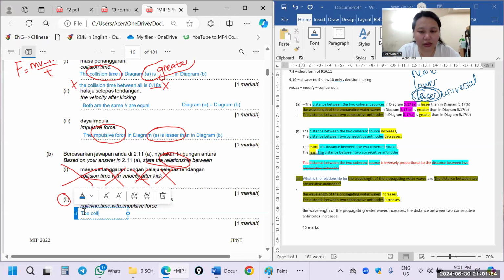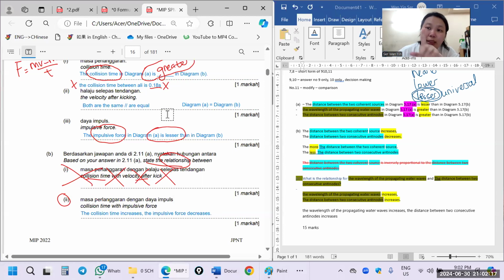The collision time increases, the impulsive force decreases. Can you get the idea? Greater, lesser means increase, decrease. Okay, collision time, impulsive force, greater, lesser, increase, decrease, right?